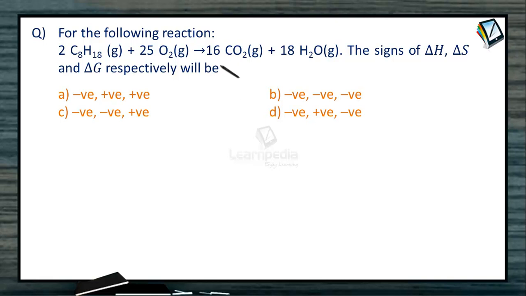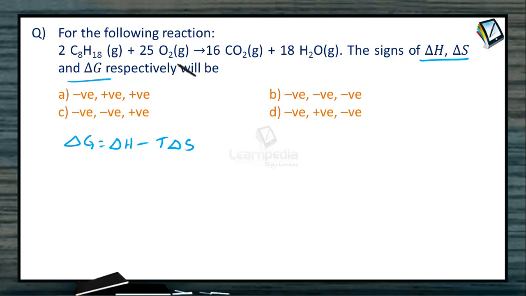For the given reaction, we need to find out the signs of delta H, delta S as well as delta G. Now first recollect the relation between all these three terms. It is nothing but delta G equal to delta H minus T delta S. So once you know the sign of delta H and delta S, definitely we can get the sign of delta G. So first check out what is the sign of delta H.